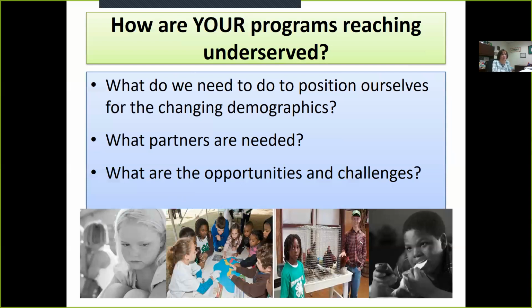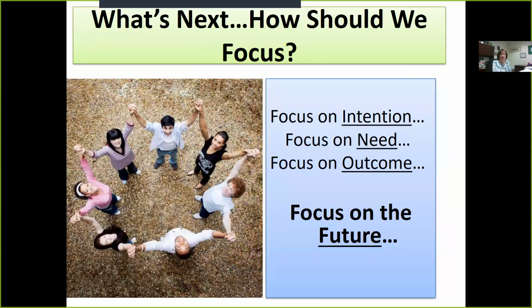The other question to be thinking about, if you want to type it in there, is how should we focus? What do you think is going to be the best way to reach these youth? Do you think it's through STEM programs? Healthy living programs? Food security? Delivery modes? How are we going to potentially reach these youth?